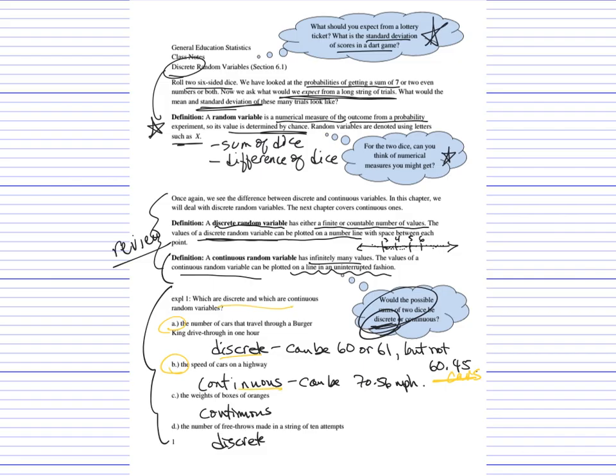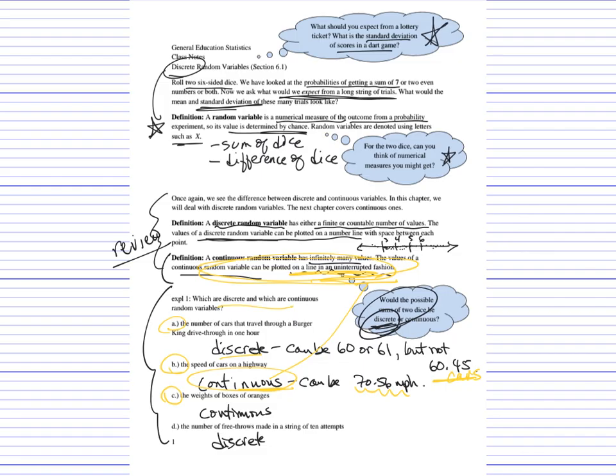This is going to be continuous because you could have numbers like this. A car could be going 70 miles an hour. It could be going 71 miles an hour. It could be going 70.5 miles an hour. It could be going 70.75 miles an hour, right? And so what we're seeing here is that the values could be plotted in an uninterrupted fashion, and that's continuous.